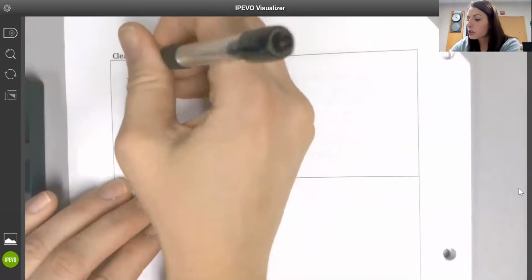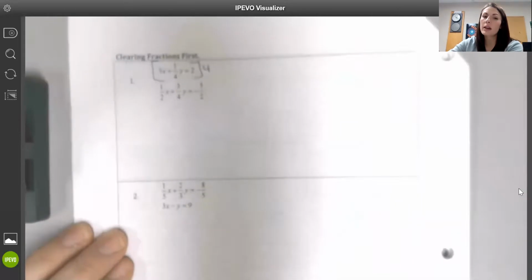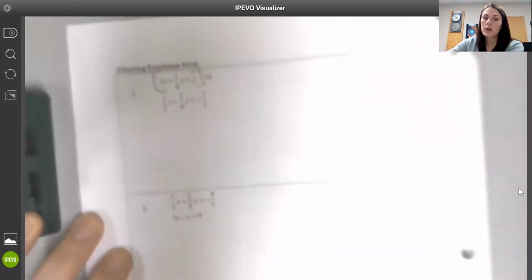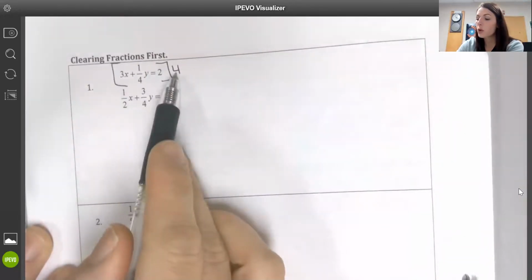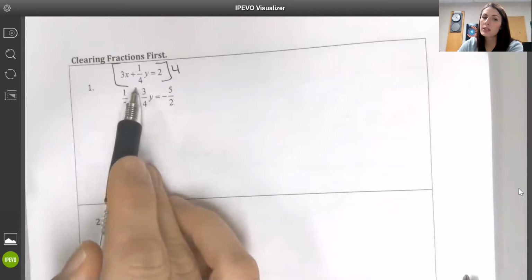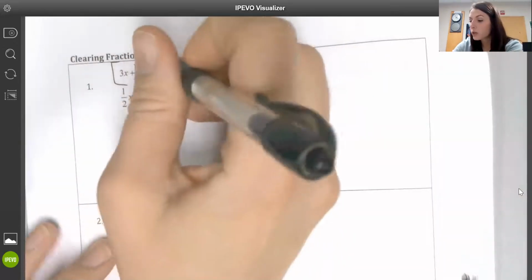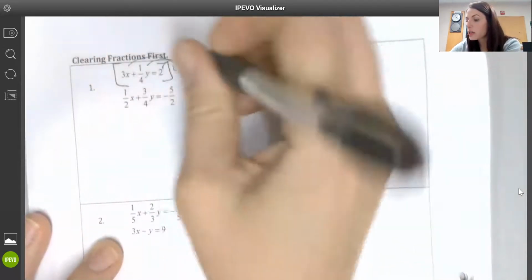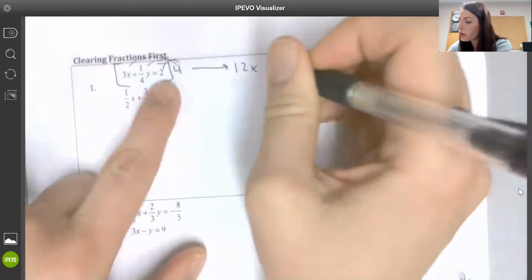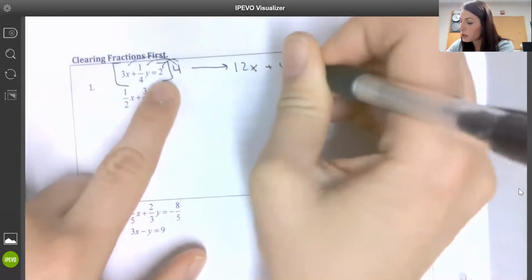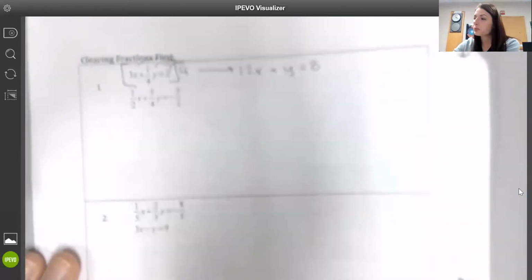So in my first equation, remember when we cleared fractions, it was important that we multiply the whole equation by that value. So I'm going to multiply the entire equation by 4 to get rid of my fraction. Remember, we use our LCD. In this case, I only have one denominator, and I would multiply through by 4 to get rid of that fraction. Everything gets multiplied by 4, which is going to make this 12x plus a fourth of 4, which gives me 1y, and 2 times 4 gives me 8. So I cleared my fractions here.